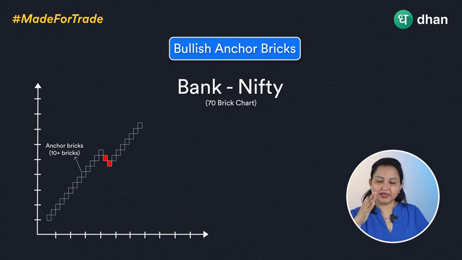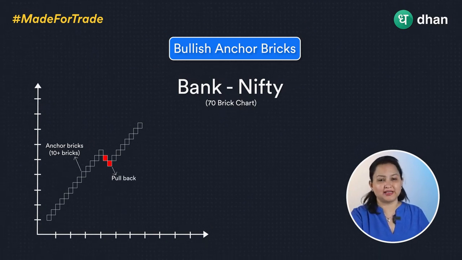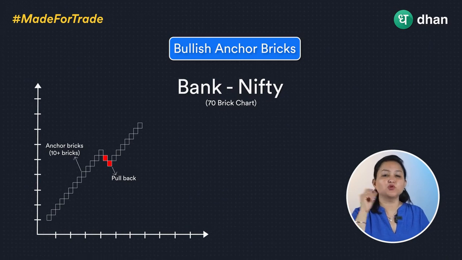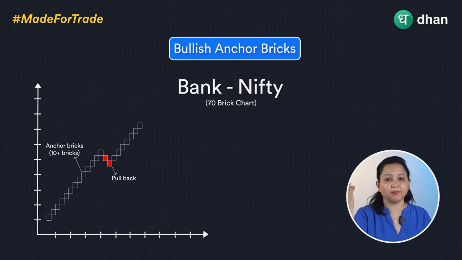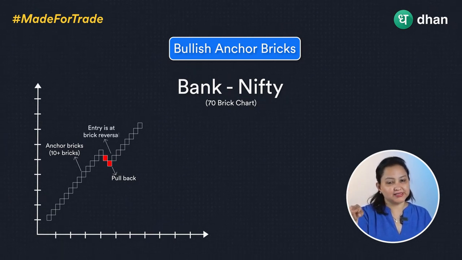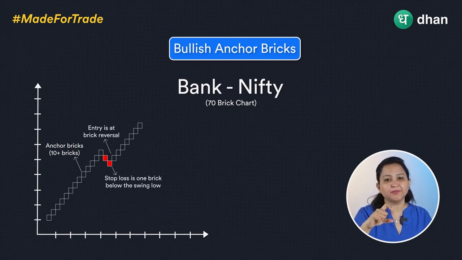After the anchor brick is formed, a small pullback. The anchor brick can have 10 or more than 10. Need not be specifically 12 bricks or 13 bricks. It could be anything 10 and above that marks an anchor column. So a pullback, and then that reversal brick that you can see where I have marked that this is the entry area. The stop loss is very small, just 1 brick below.